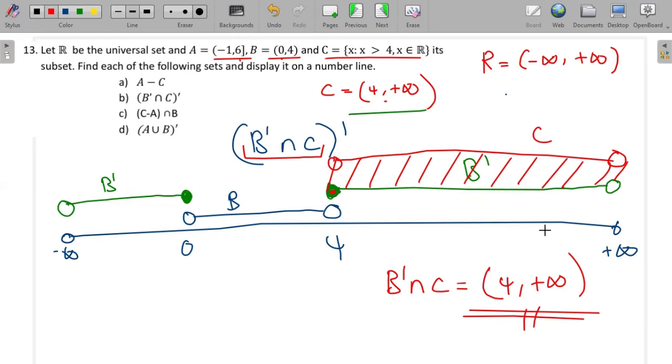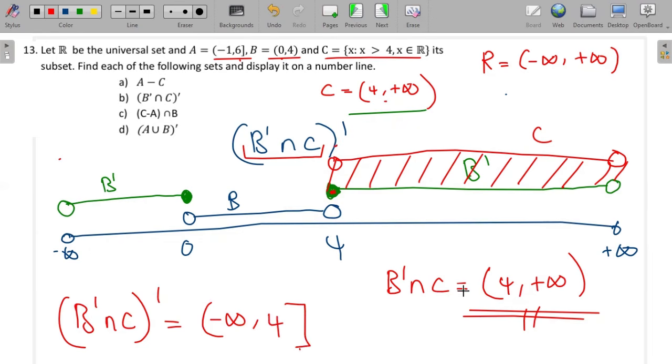So now we want to find the complement of this. Where can you see the complement of this? Just starting at this point here, going all the way to minus infinity. That's the complement. So the complement of B complement intersection C will just be equal to from minus infinity all the way to 4. But this 4 now will be included in the complement because it's not here. So it will be included in the complement. So this is our answer.